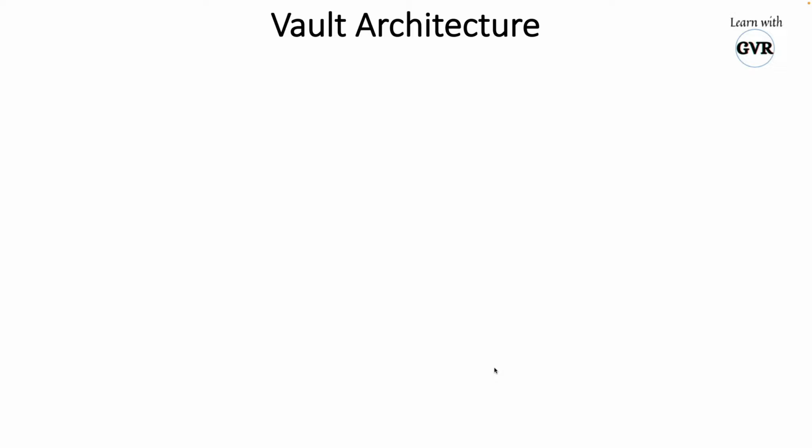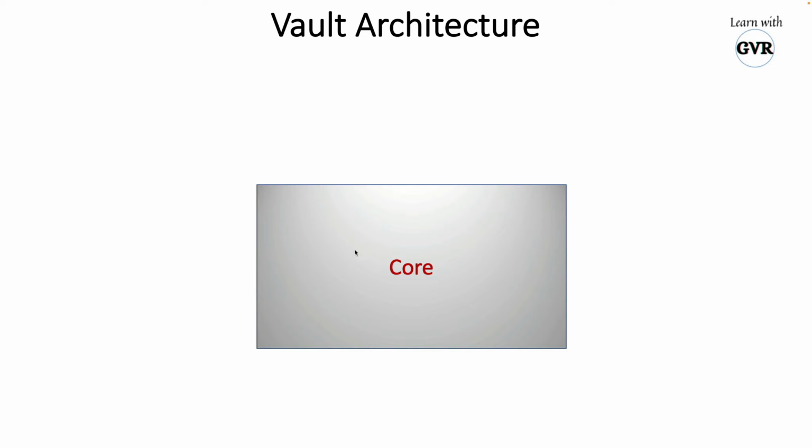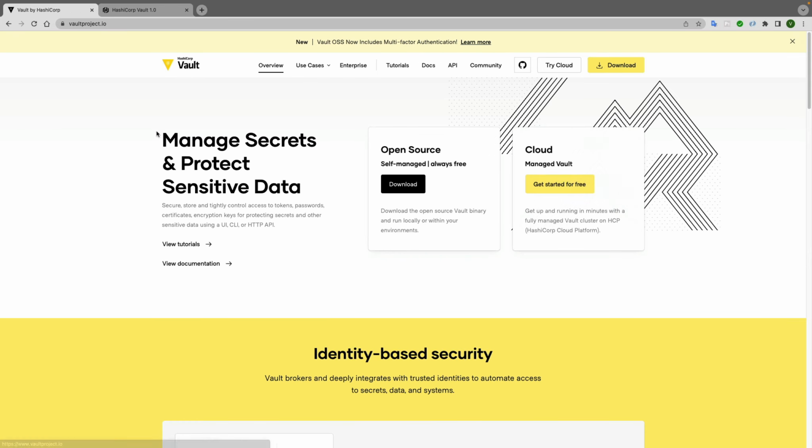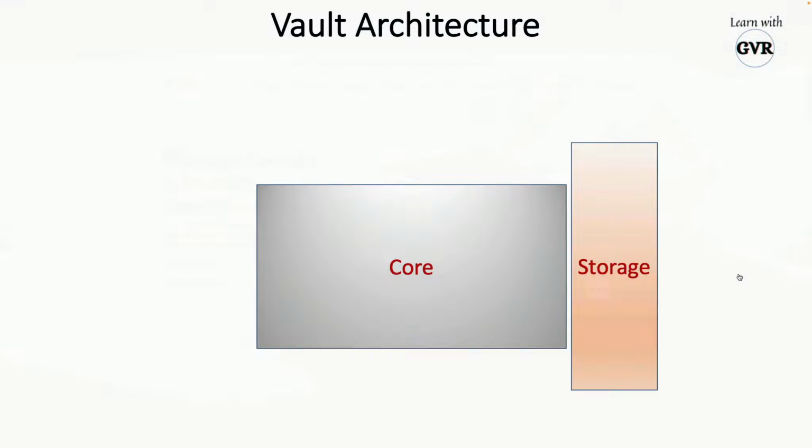Now, what is the Vault architecture? Basically Vault has a Vault core engine, and the Vault core engine has a storage which is loosely coupled. If you go to the Vault homepage, it's clearly mentioned: manage and protect sensitive data. From Vault's point of view, the storage is a key layer where it will store all the passwords and sensitive data. But where?